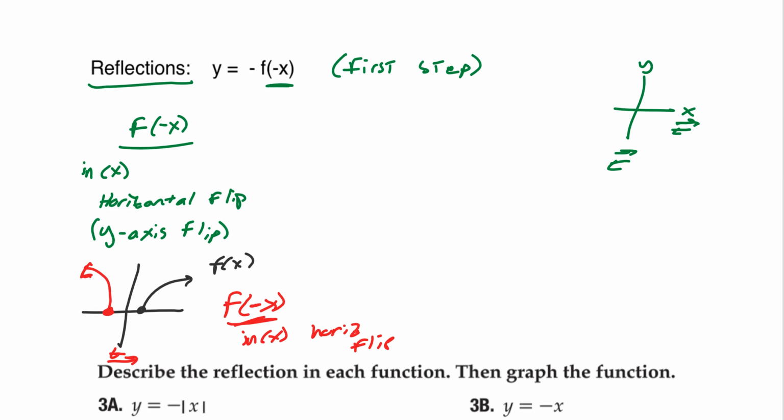Flips it horizontally. The negative on the outside, outside y. Remember, y is up and down. So I call this a vertical flip.